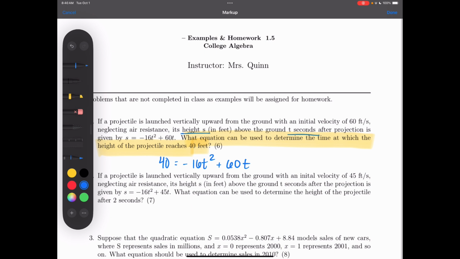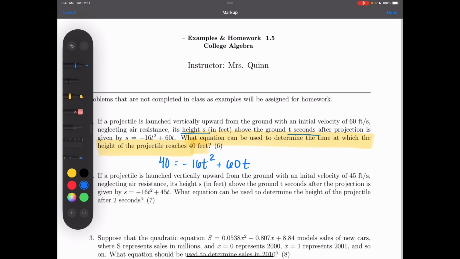So with these ones, you're just setting up what the equation would be. In this case, they gave us the height. They wanted to know how long it would take, essentially, so it's dealing with time. So we write it like that.